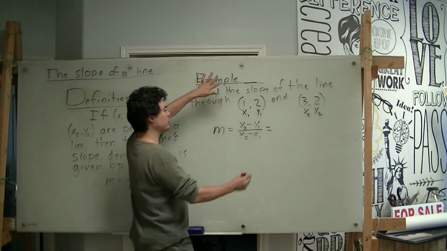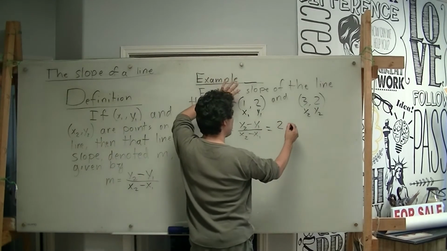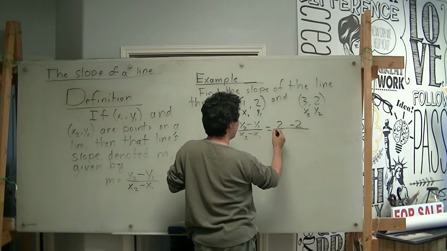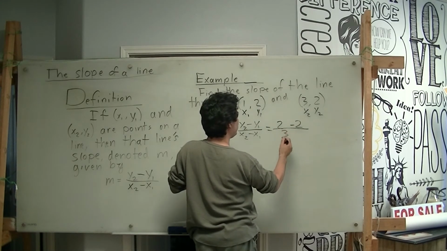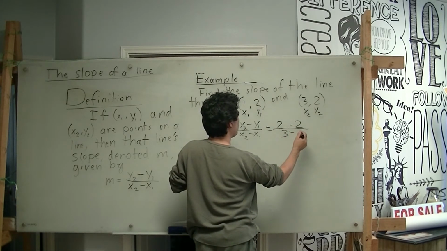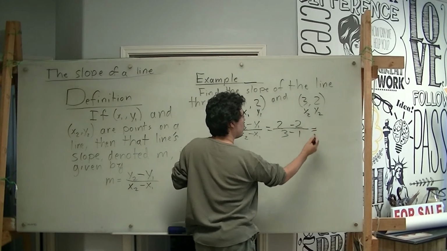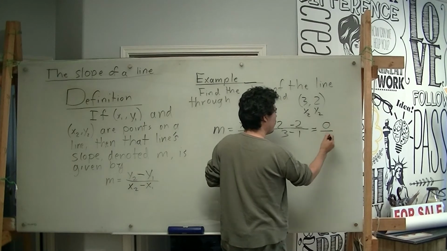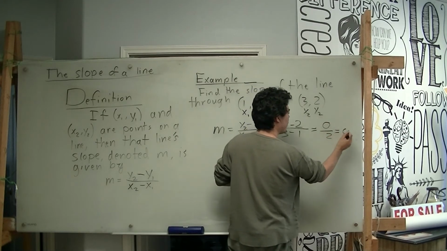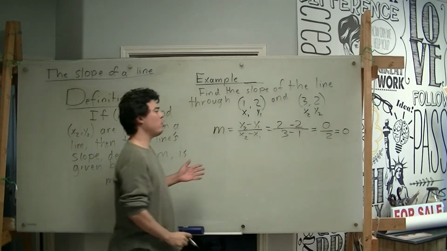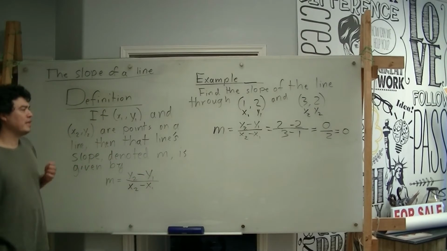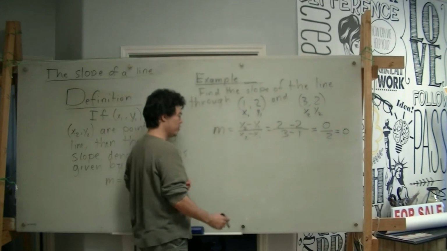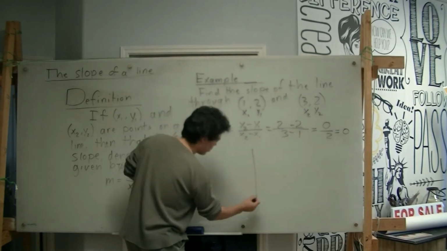So our y2 is 2, minus our y1 is 2, divided by my x2, which is 3, minus my x1, which is 1. Wait a minute, this gives us 0 over 2, which is 0. So the slope of the line going through these points is 0. Okay, let's look at what's going on here.